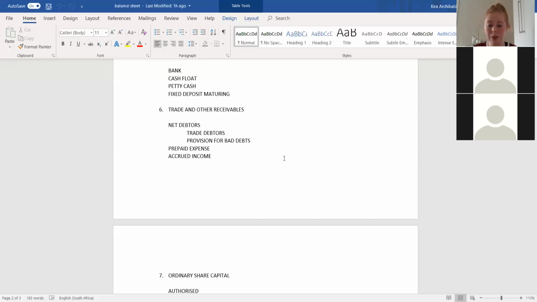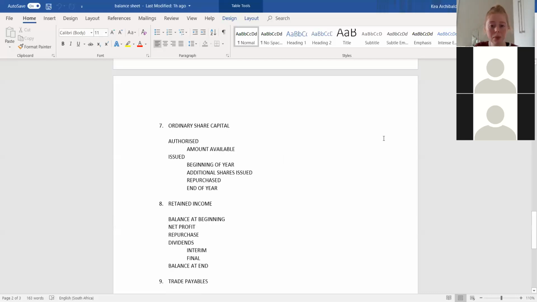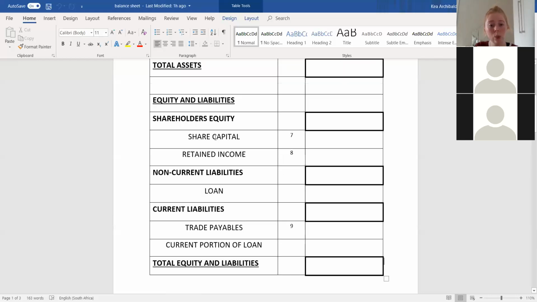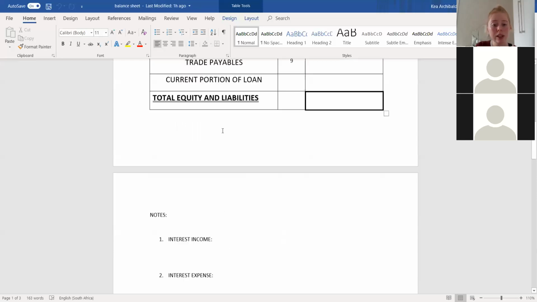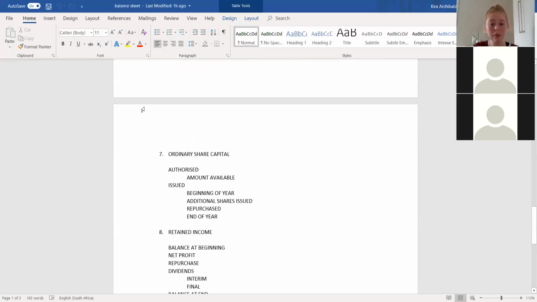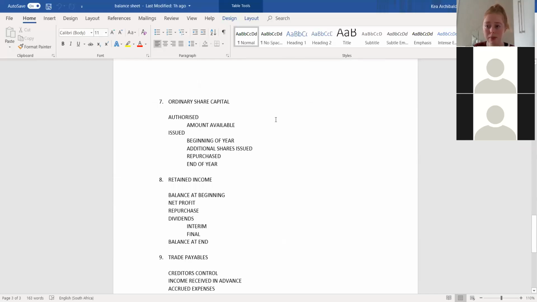No. No. Okay, cool. Then we're going to move on to ordinary share capital, which is, if we look at here, we have our shareholders' equity, which is the equity part of our equity and liabilities. Shareholders' equity is broken down into share capital and retained income. So we have note 7 and note 8. So if we go to note 7, it'll generally look something like this. This is the main new part for matric balance sheet section, this and retained income.